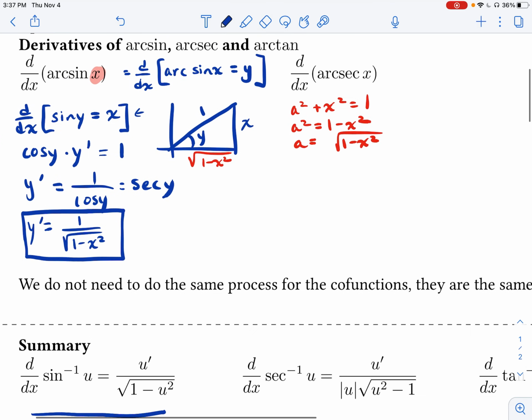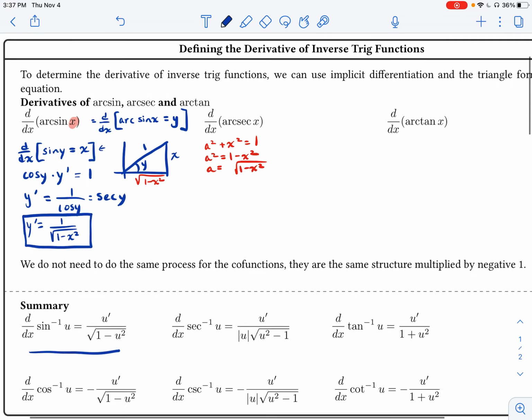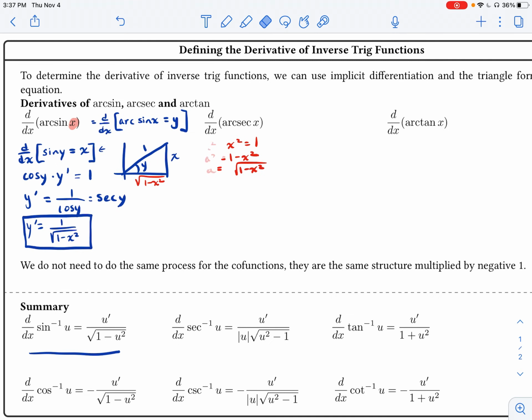So if you'd like to, you could actually pause the video and derive all the inverse trig function derivatives. And if you'd like to do that right now, you can go ahead and do so and check your answer with what I have posted here. Now, there are a couple of notes and a few more that I actually do want to derive with you, but I do want to point out.